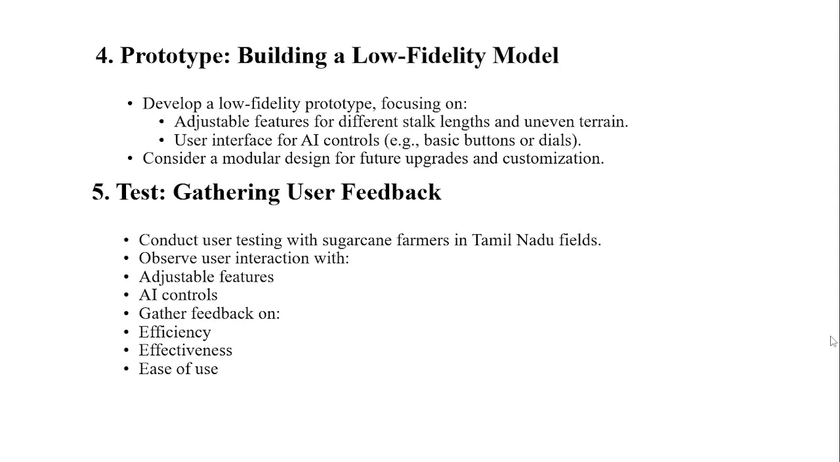Based on the student brainstorming ideas, we developed the prototype as a low fidelity model. A low fidelity model is not a final stage prototype; it is an elementary, initial stage model. We developed the low fidelity model with adjustable features for different stalk lengths and uneven terrain. I already showed you a photograph of that AI based sugarcane harvester, and you may understand it from that image.